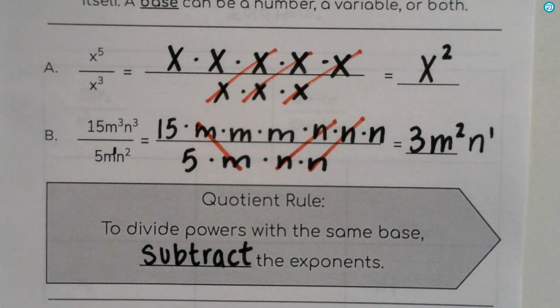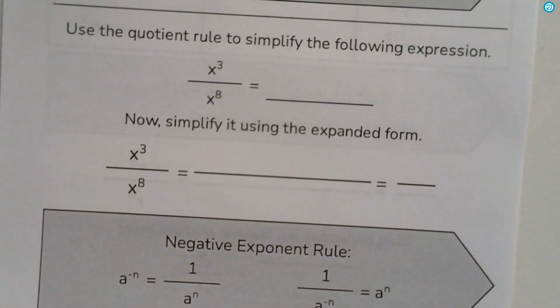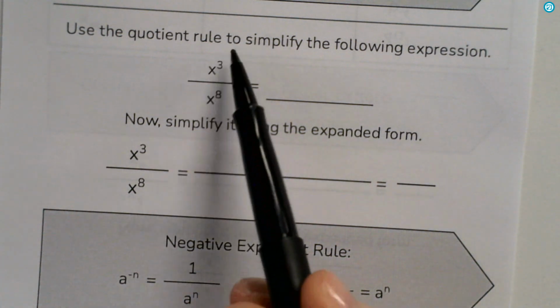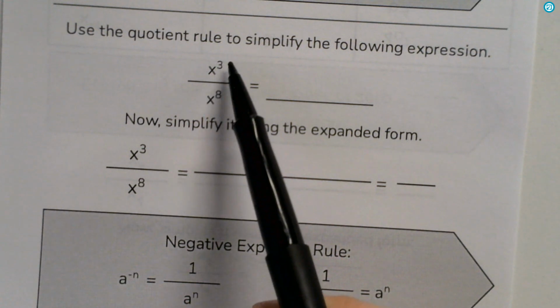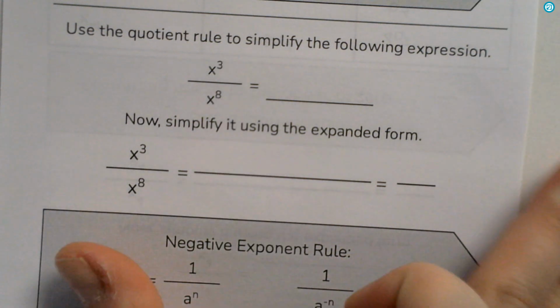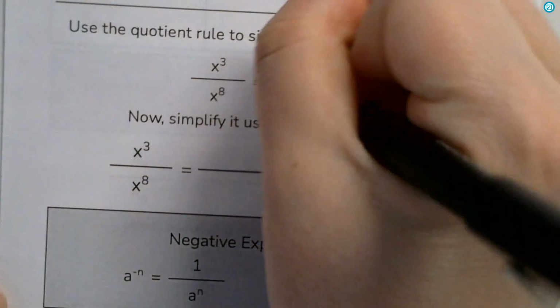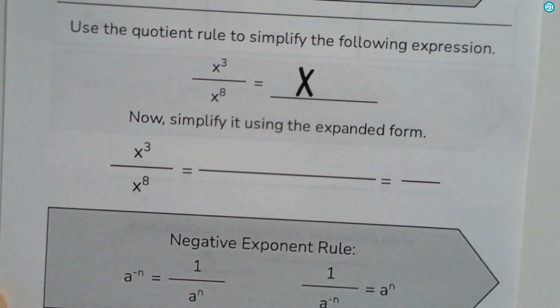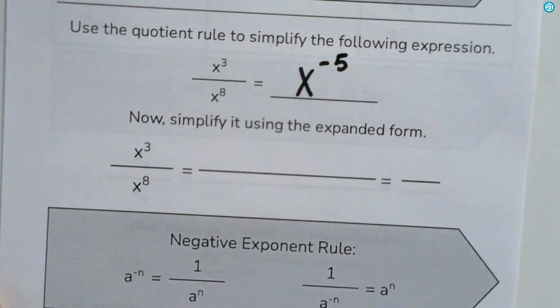Okay, I'm going to continue this. We are now going to use the quotient rule to simplify this next expression. So we just learned that we can subtract our exponents. So this next one, we've got x to the 3rd over x to the 8th. So we're going to do this 3rd power minus this 8th power. What is 3 minus 8? Negative 5. So this is x to the negative 5th, which is kind of wonky.